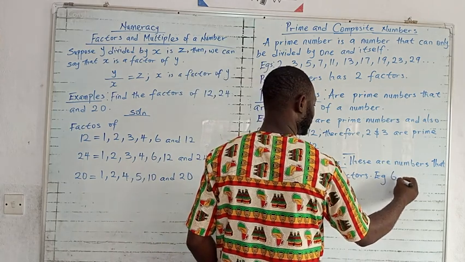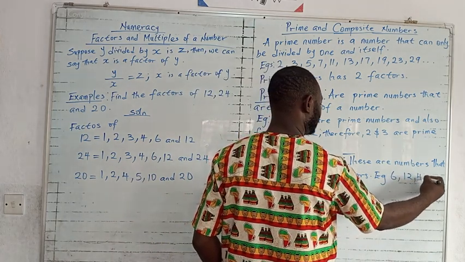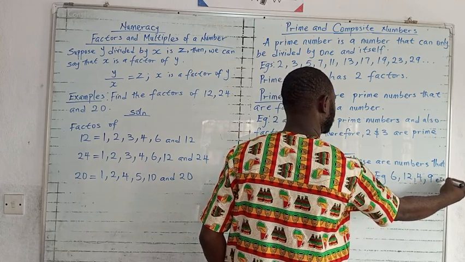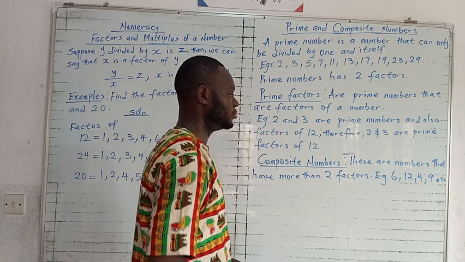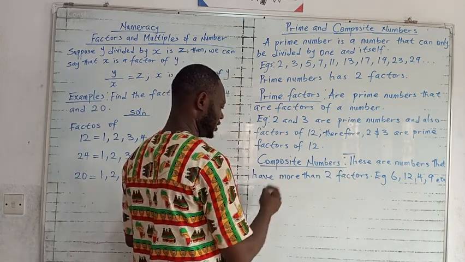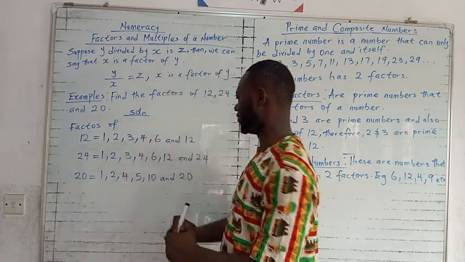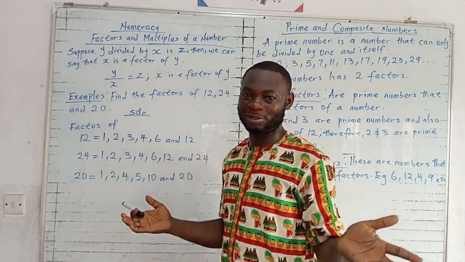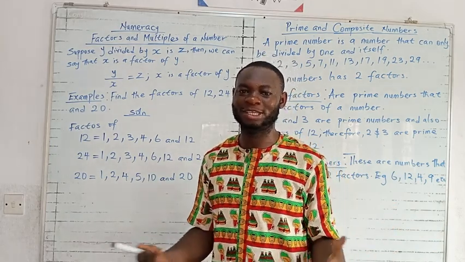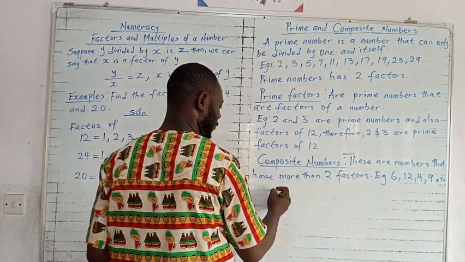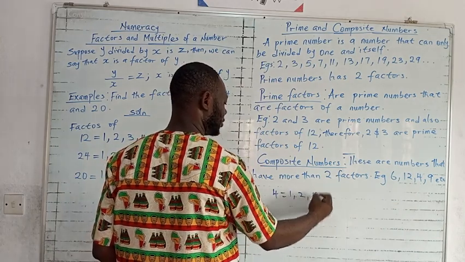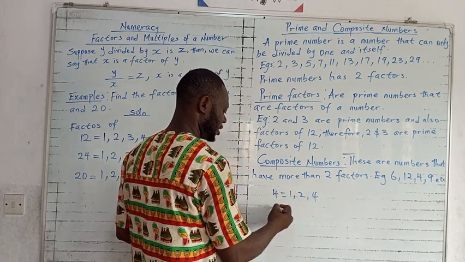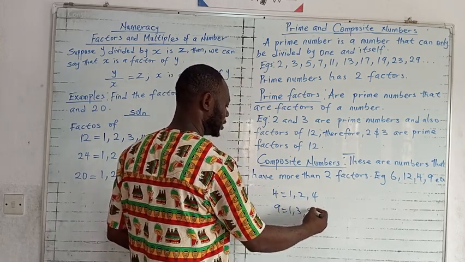Okay? 6, 12, even 4, even 9, and so on and so forth. All these are composite numbers because of their factors. The factors of 12 are 1, 2, 3, 4, 6, and 12. 12 has 6 factors, do you see? So it is not a prime number, but a composite number. The factors of 4, which you know, are 1, 2, and 4, 3 factors, right? So 4 is a composite number. The factors of 9 are 1, 3, and 9.